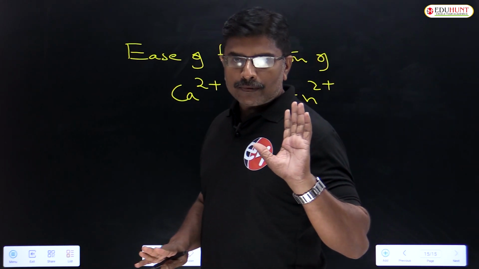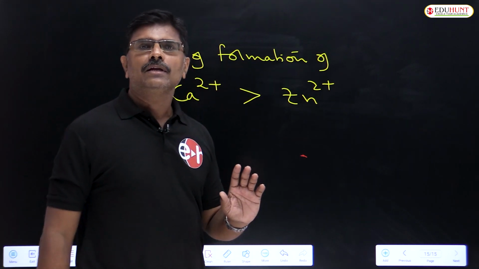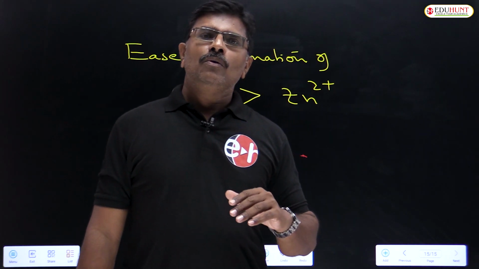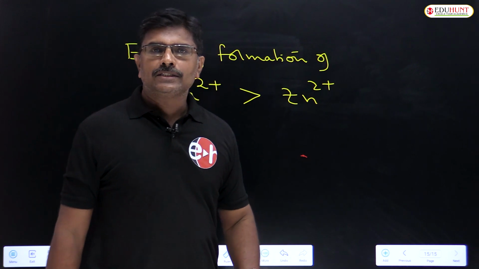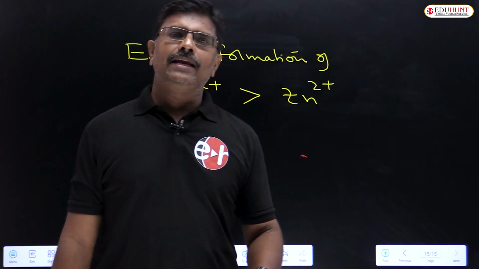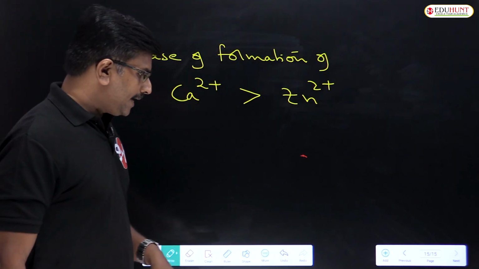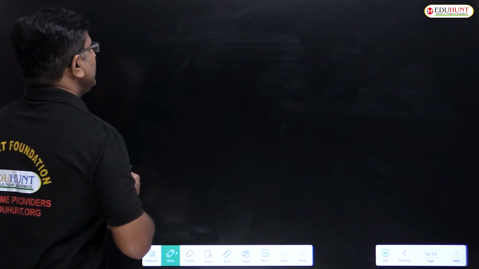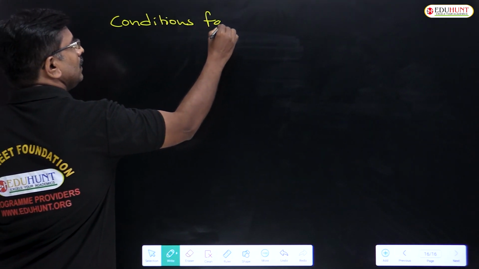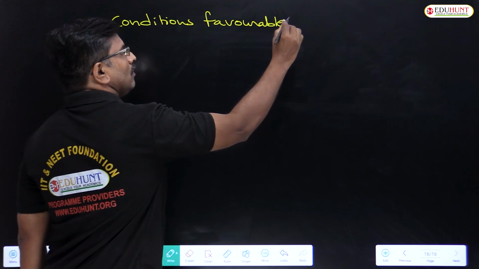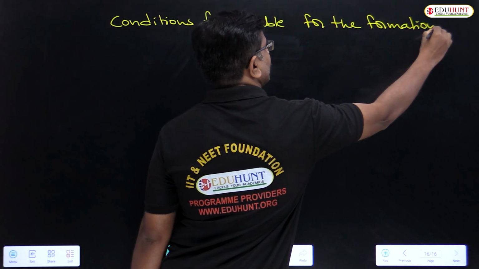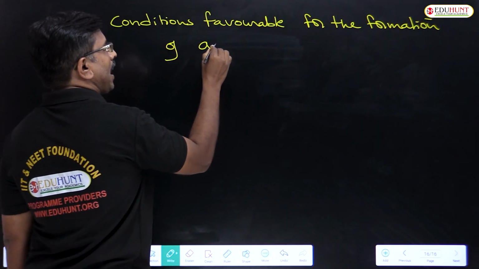Now, after understanding the favorable conditions for the formation of cations, let us move to the anion formation favorable conditions, which are relatively easier and less in number. Shall we start? Right. See, conditions favorable for the formation of anion.